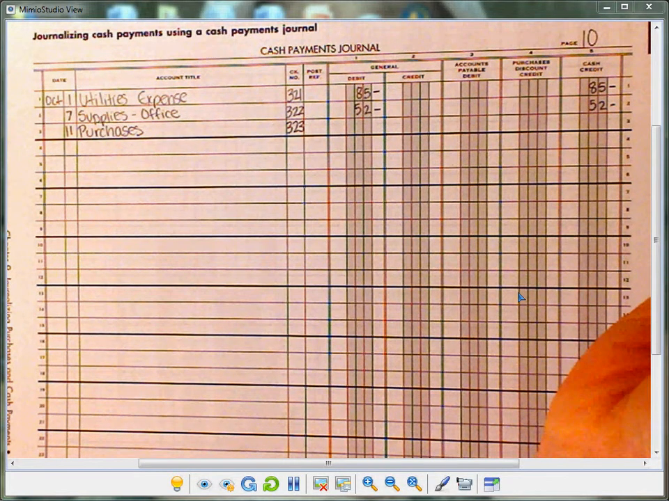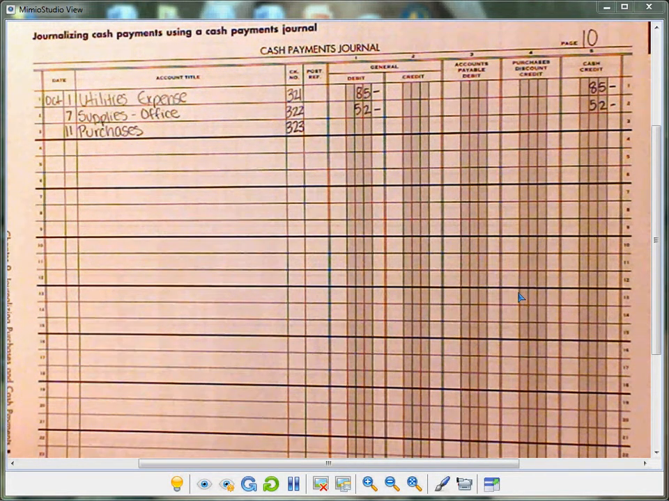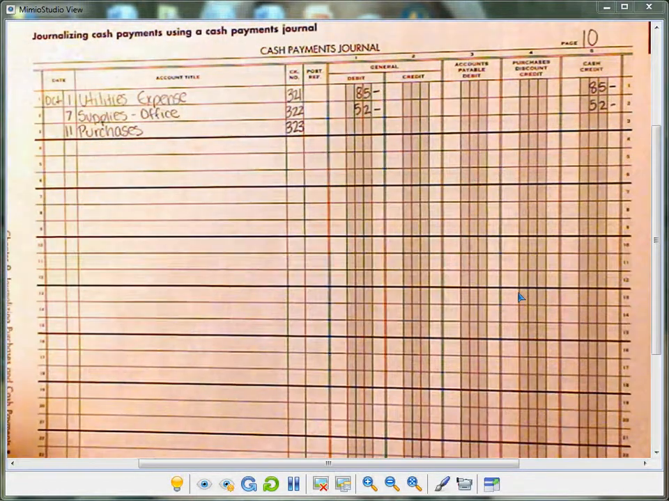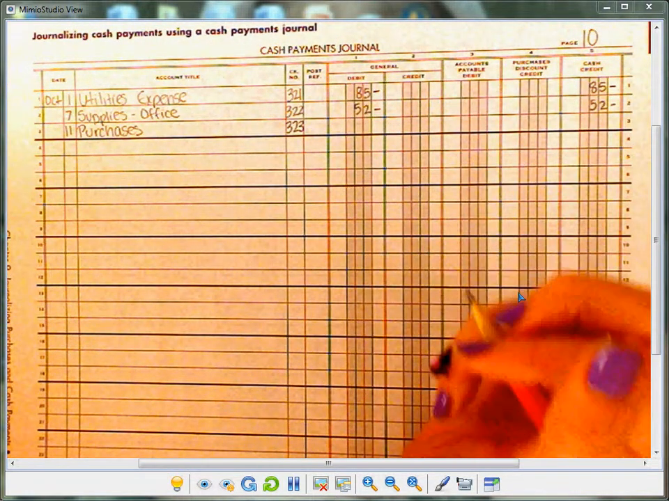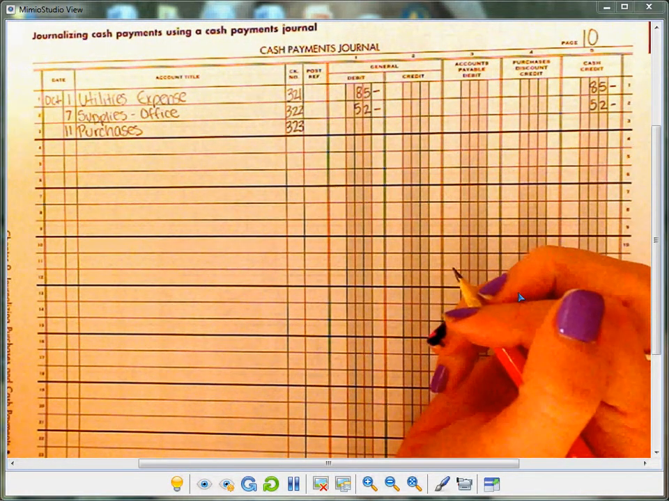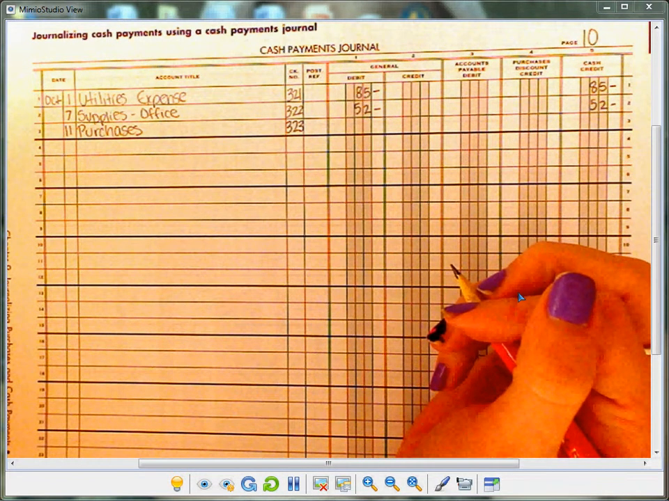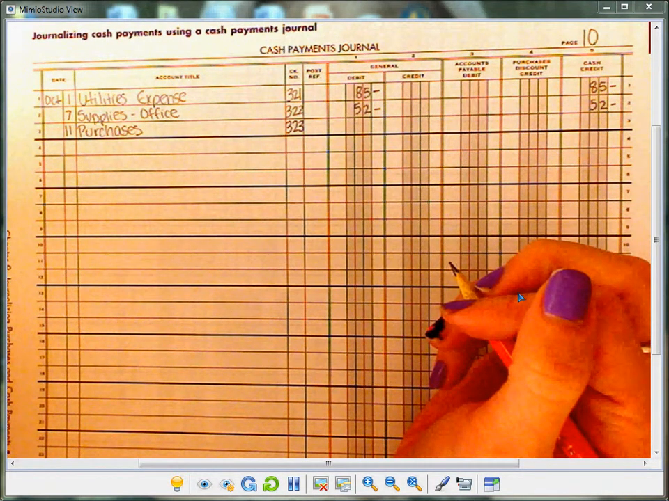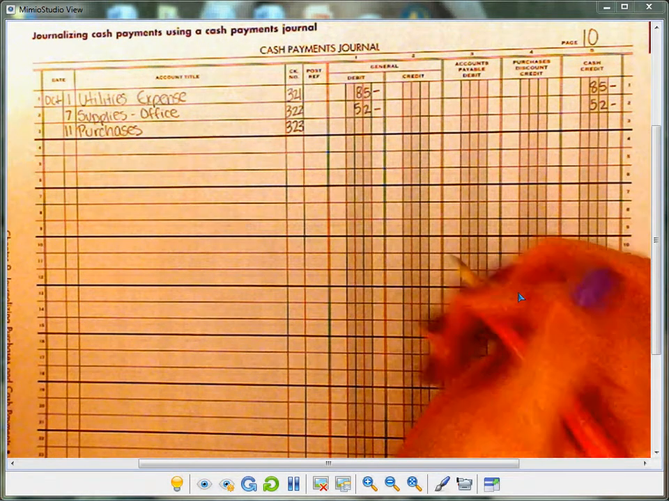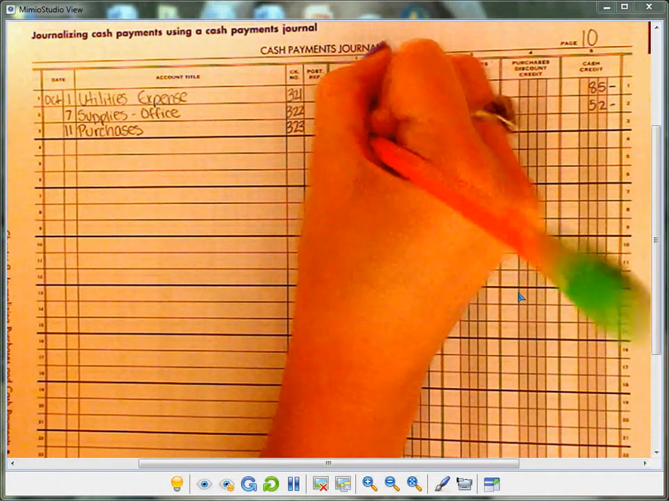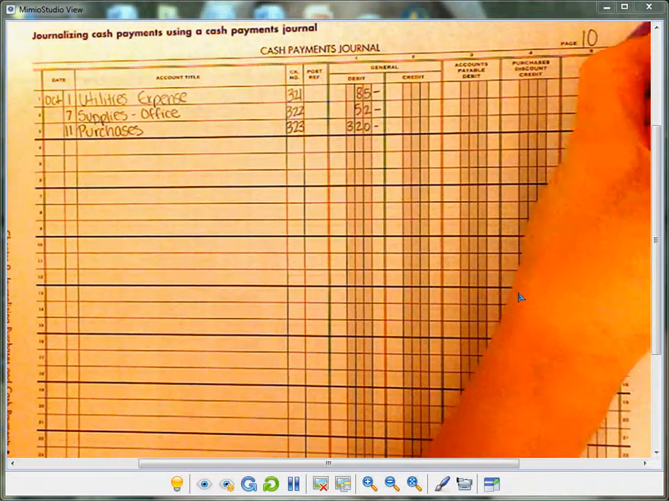Okay, then for our amount, it said it was $800 less a 60% trade discount. Our amount times 60%. So 800 times 0.60. 480. Okay, so 480, so you have to do 800 minus 480. Okay, so 320, that's how much we actually paid. So that's going to be general debit, cash credit.